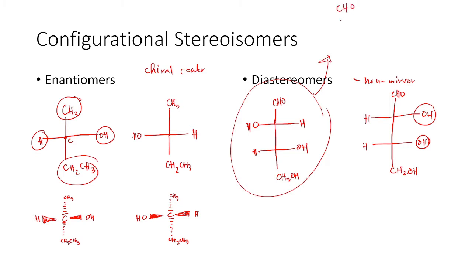So we will have CHO, then our hydroxyl, then another hydroxyl, and we will have our hydrogen and our CH2OH. So basically, this will be an enantiomer of this molecule. But this one is not. These are not mirror images of each other. So these are diastereomers with stereocenters.